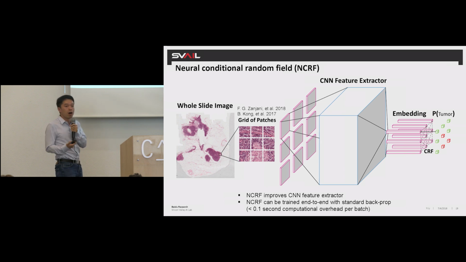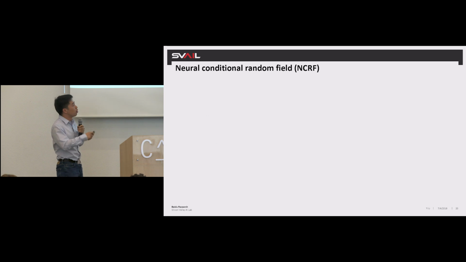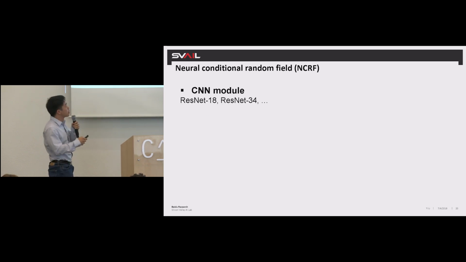And because I offload all the computations, including CRF, onto GPU and train end-to-end, it pretty much introduces very minor computation overhead, like less than 0.1 seconds per mini batch. So that's the overview of our proposed algorithm. Let's see a little bit of details of each component.